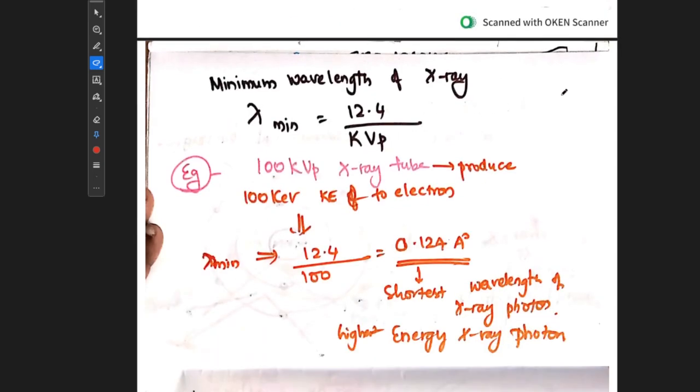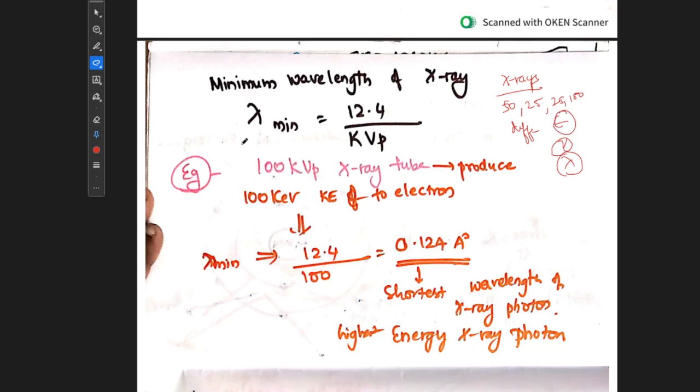As we have already said, the X-rays produced by Bremsstrahlung radiation will have different energy levels. In our example, there is 50 kilo electron volts energy, whereas 25, 25, and the complete 100 were also there. So they will have different wavelengths. The X-rays produced by Bremsstrahlung radiation will have different energies, different frequencies, and different wavelengths.